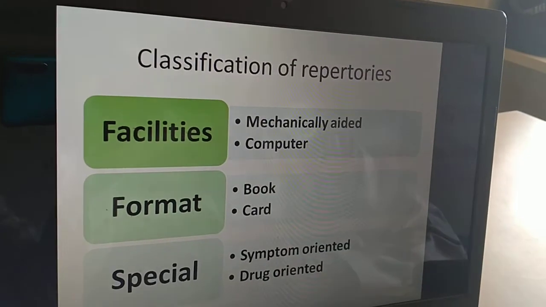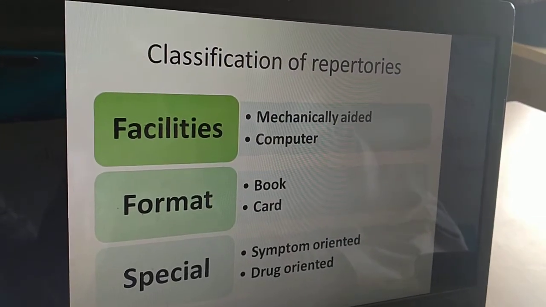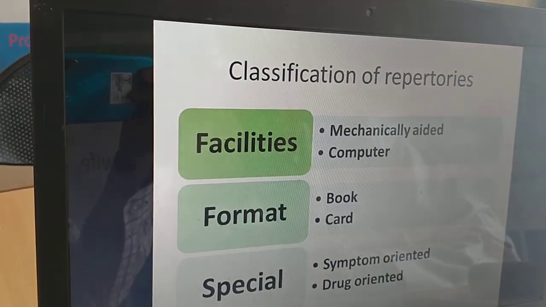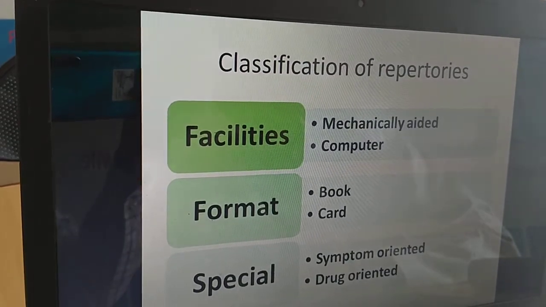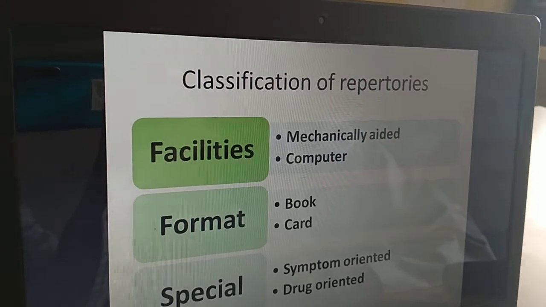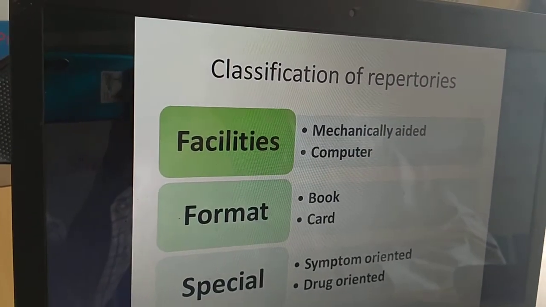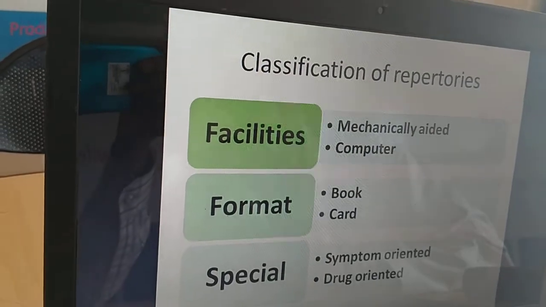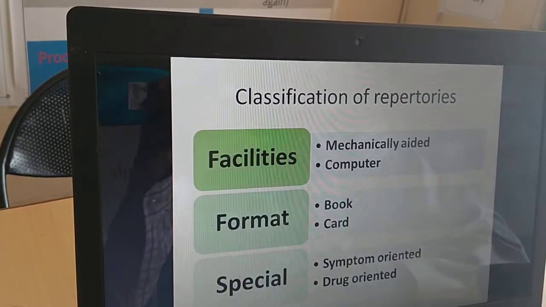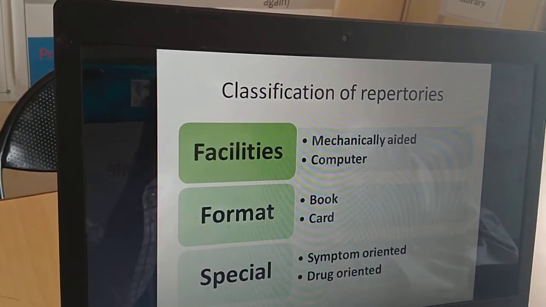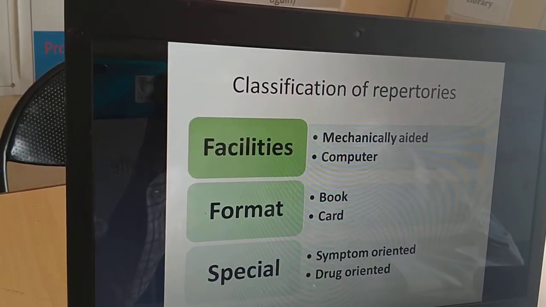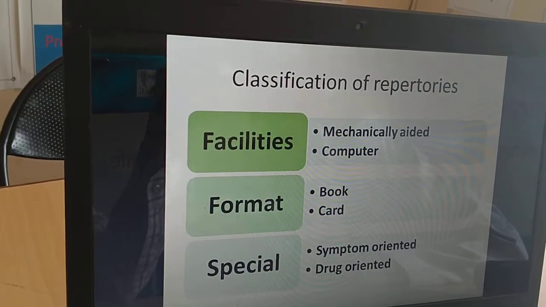Then depending upon the facilities provided, if some kind of mechanism is used, it is called a mechanically aided repertory. If a computer is used, it is called a computer repertory. And depending upon the format, whether it is in the format of a book or loose cards, types also exist. And there are also certain special repertories, which are mainly symptom oriented repertories focusing on a specific type of symptom, or focusing on a specific class of drug like nosodes, biochemical remedies, Bach flower remedies, etc.